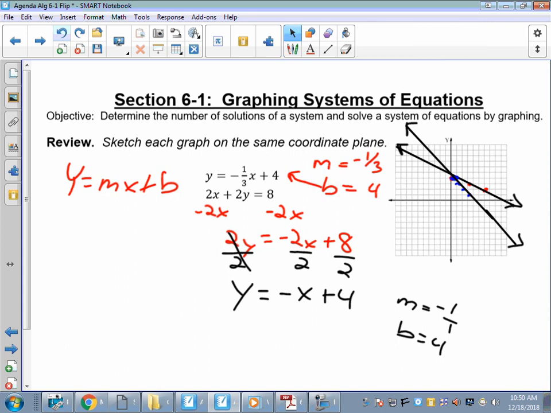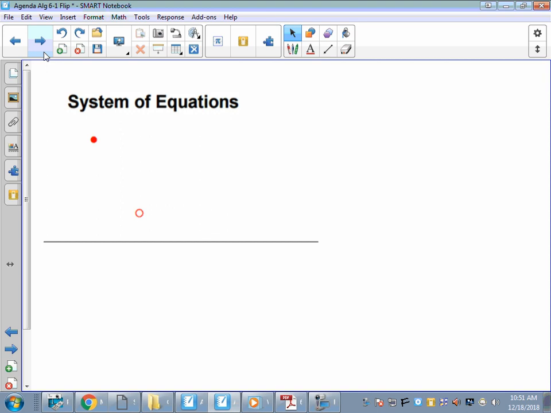Okay. So all I really did was graph 2 lines, 2 equations on the same coordinate axis system. No big deal. But if you look at our objective here, what we're trying to do is determine the number of solutions, and then we're also going to solve a system of equations by graphing. So let's talk first a little bit about what a system of equations is and what a solution is. And then we'll come back to this example just to show you the solution.